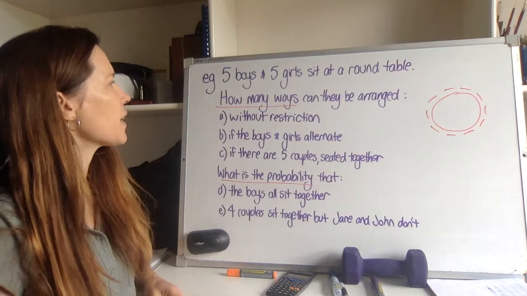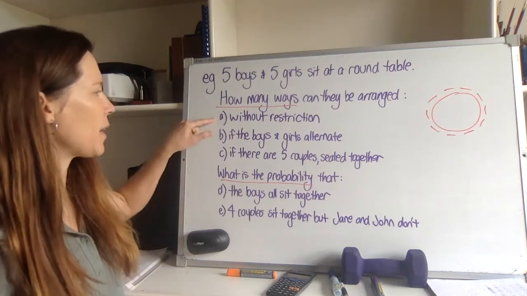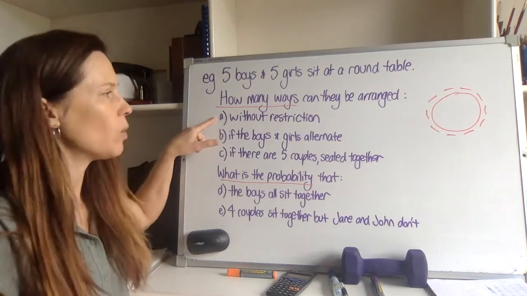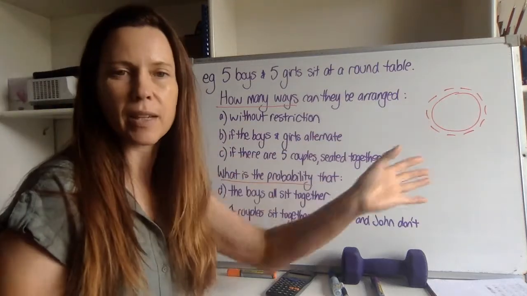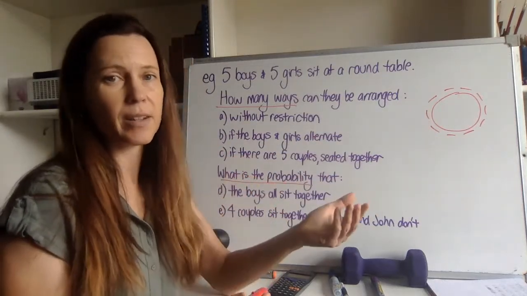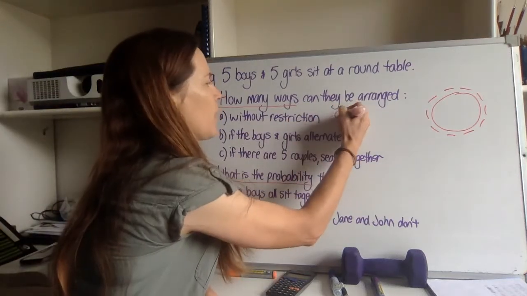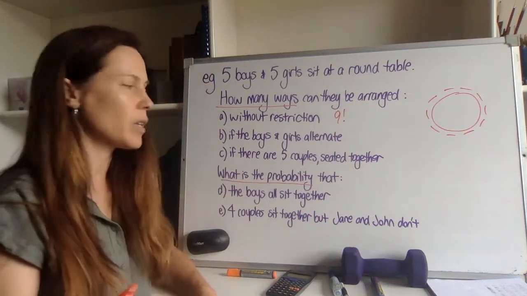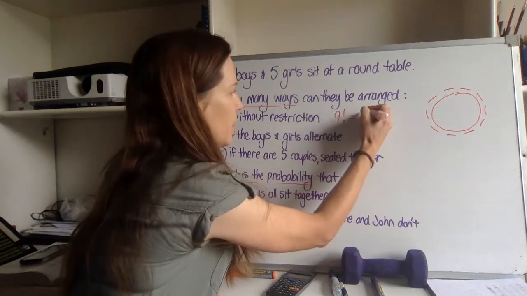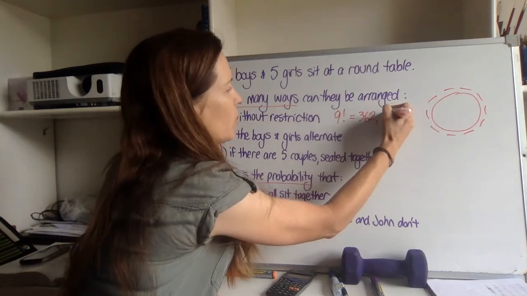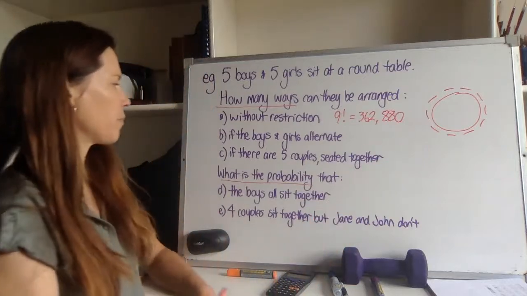So how many ways can these 10 people be arranged without restriction? Well, remember the first person can sit down wherever they like. And now there's 9 people left and 9 chairs. So there are 9 factorial ways that they can be arranged. So 9 factorial, it is a big number, 362,880.